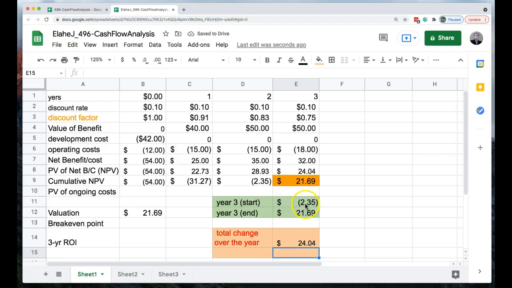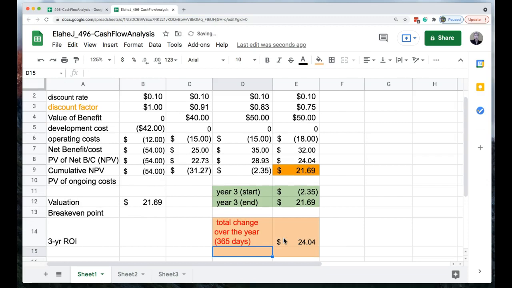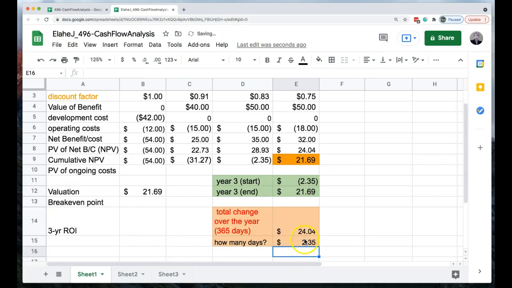So you go from minus $2.35 million over a year, which is 365 days. And you want to say how many days it took to make how much money? This number, which is going to be the positive $2.35 million. How long did it take you to get that? And that's going to be your break-even point. So this is how we get it.